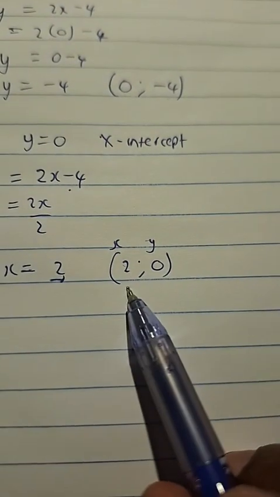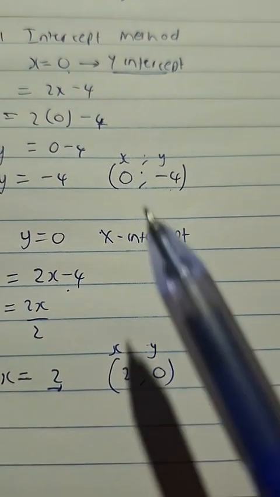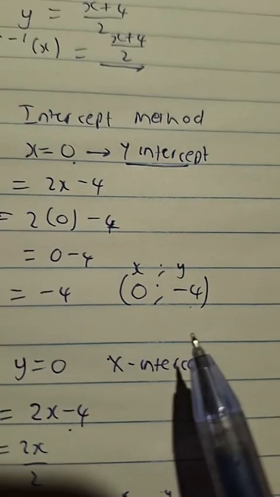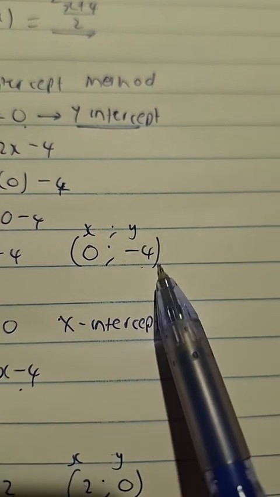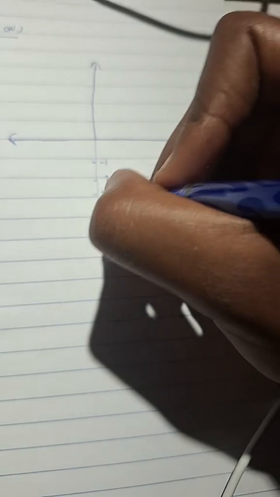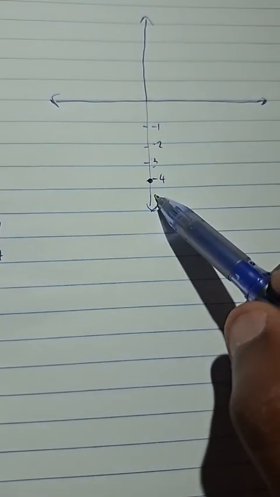So remember, when we write coordinates, we write the x value first, followed by the y value. That's why you get 0 and minus 4, 2 and 0. Now if you go to your Cartesian plane, you locate 0 and negative 4. So you look for where y is negative 4. So we would typically say this is -1, -2, -3, -4. So if you think about it quite precisely, this is where y is -4.